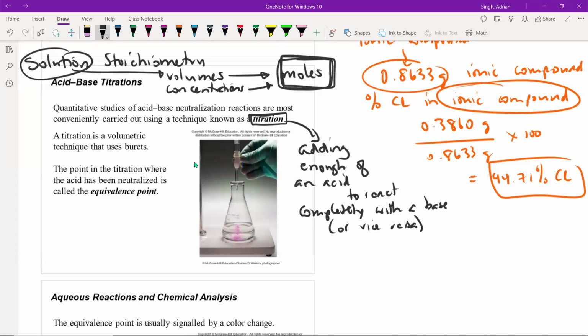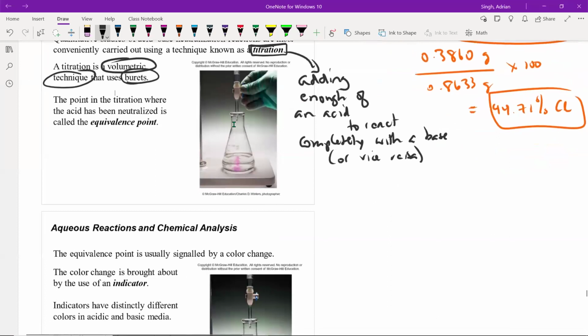It's a volumetric technique, okay, which means that it's going to rely heavily on making accurate volume measurements, and it uses a device called a burette. We'll have lots of practice using this in the laboratory, not just in Gen Chem 1, but if you take your own chemistry 2, we do lots of titrations in those. So the point where all of the acid has been neutralized by the base, or where all the base has been neutralized by the acid, is known as the equivalence point. That's an important point in the titration.